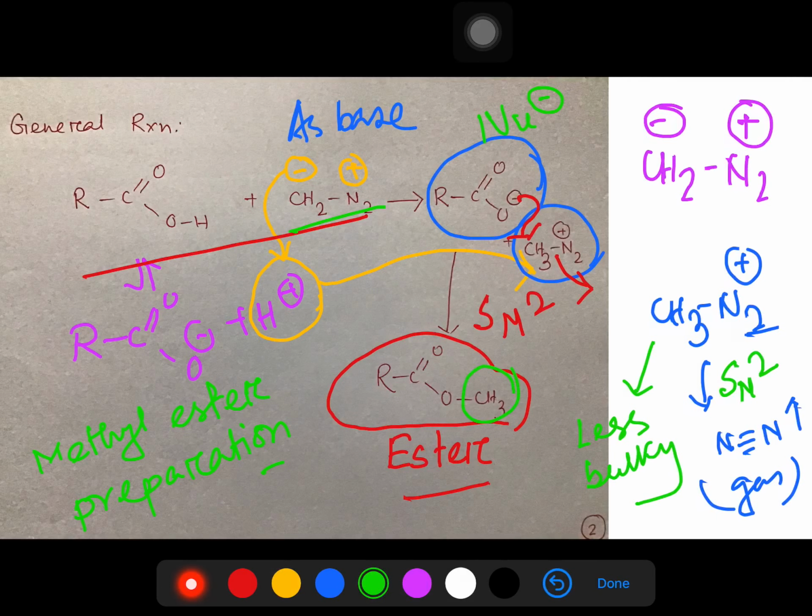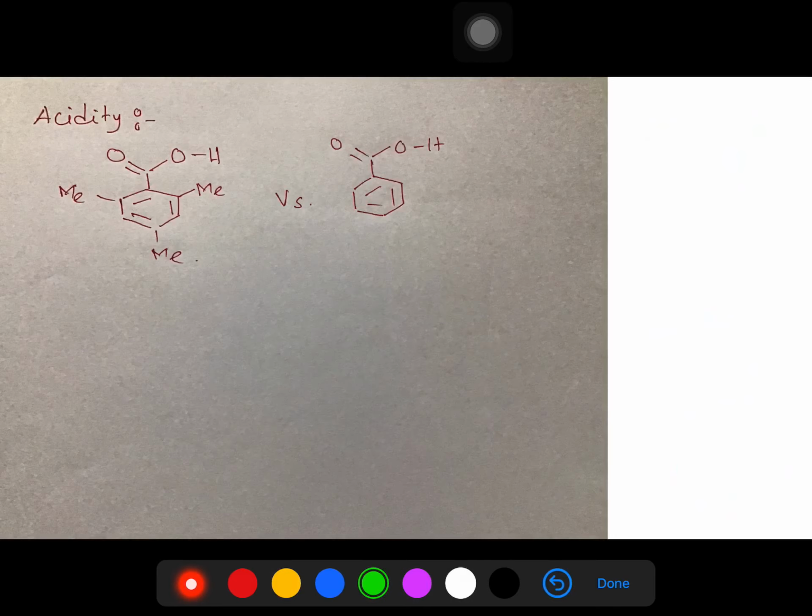Okay, so we have learned the general method for reaction of carboxylic acid and diazomethane. Now just look at the other part. So this reagent is given for our discussion. Okay, so what is the reagent? This is actually mesitoic acid. Okay, what do I mean by mesitoic?